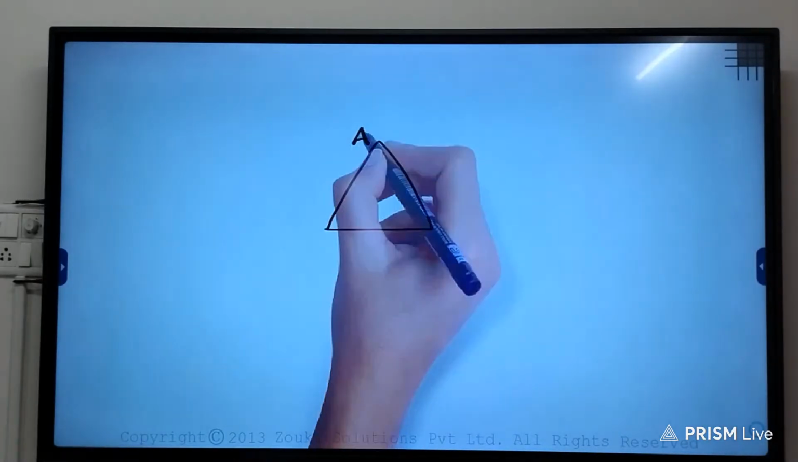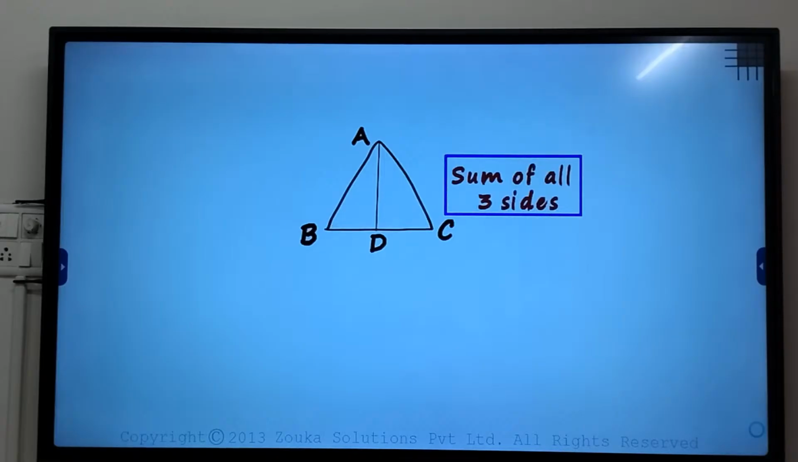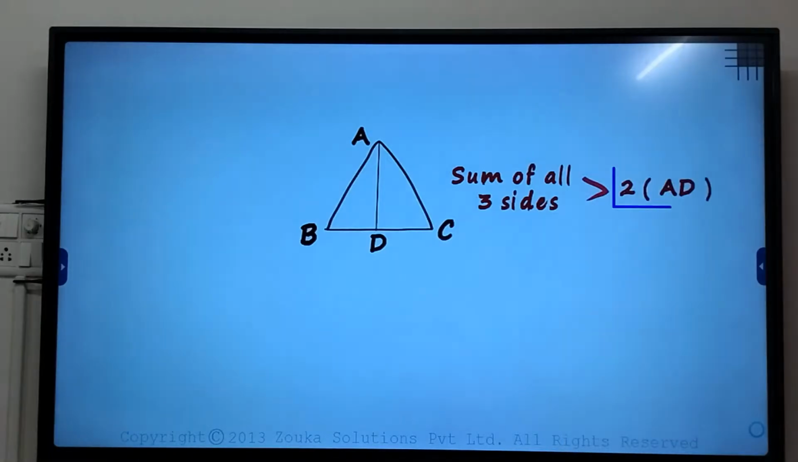Let's try to prove something interesting using the triangle inequality theorem. Let this be a random triangle ABC. We have drawn a line from vertex A onto BC and let us name it AD. Note that D can be anywhere on the segment BC. We have to prove that the sum of all three sides is greater than twice the length of AD. Remember, D can be any point on BC.